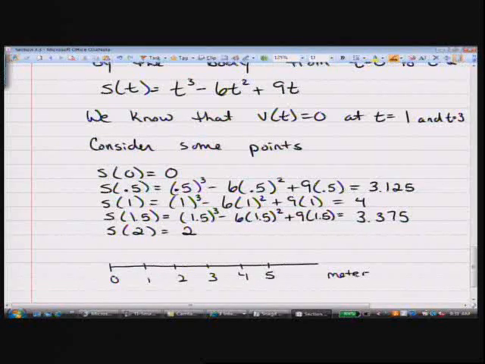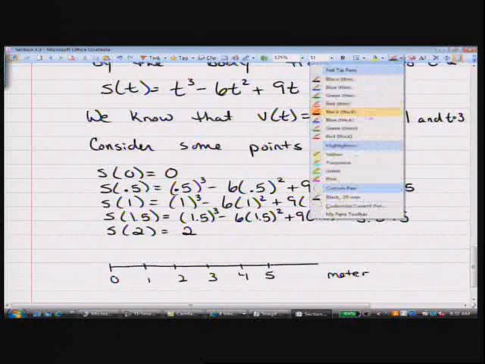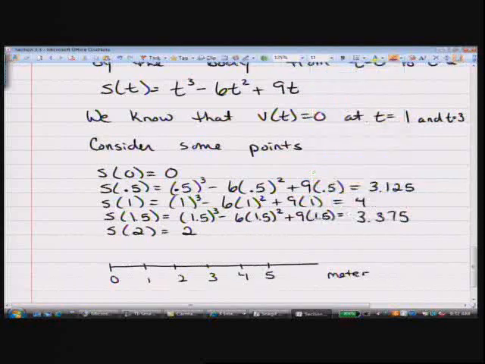Okay, and then you have to think of the particle, and I'm going to put it up top just to show you. But he's traveling along. At 0, he's at 0. And then at 0.5, he's at 3.125. So he must have gone this way, on top of the thing. And then at 1, he's at 4.